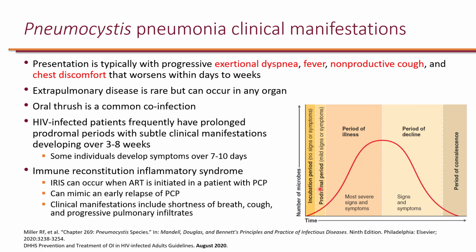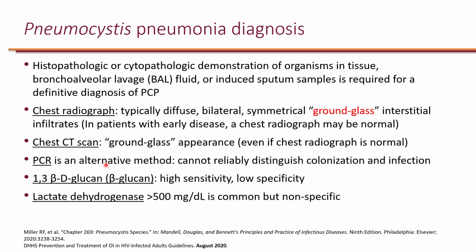So in PCP, in HIV patients, this prodromal period could be very extended, 3 to 8 weeks. So it's very progressive. For definitive diagnosis of PCP, histopathologic or cytopathologic demonstration of the organism in either tissue, BAL fluid, or induced sputum sample is required.